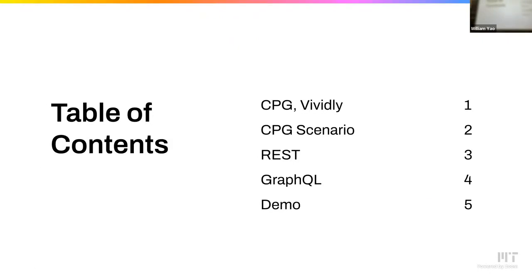So we're going to start off with what is CPG, what does it stand for, and who are we, what is Vividly? And then we're going to look a little bit deeper into a CPG scenario. We're going to take a quick example of a very representative problem that we're solving as a business. And then we're going to talk a little bit about REST, which may be a review for some of you. I know in web lab recently we've been talking about node servers and API design.